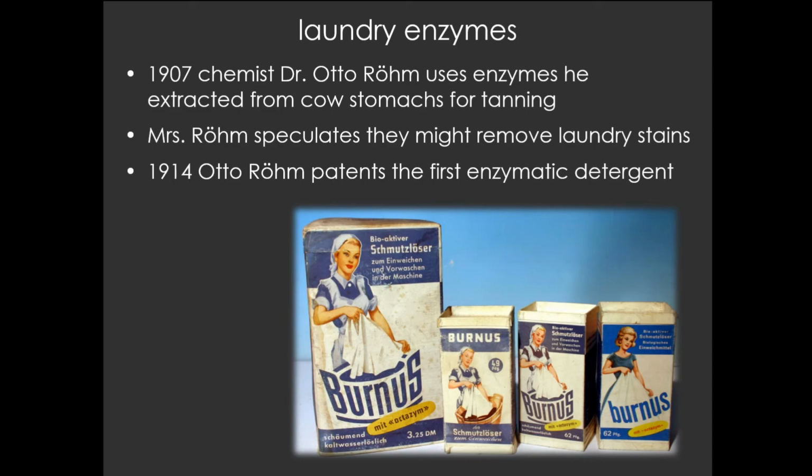detergent, and that is thanks first to a chemist named Dr. Otto Röhm, who was using enzymes that he had extracted from cow stomachs for bleaching leather, and his wife speculated that they might also be able to remove laundry stains, and that sparked some interest in Otto Röhm, and in 1914 he patented the first enzymatic detergent.